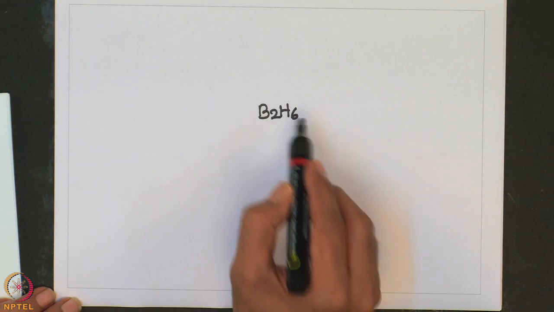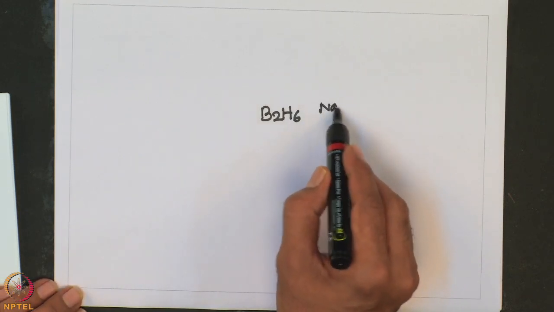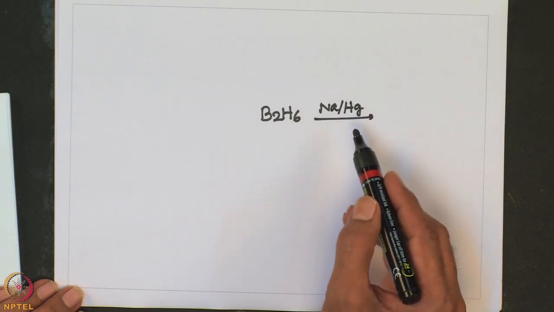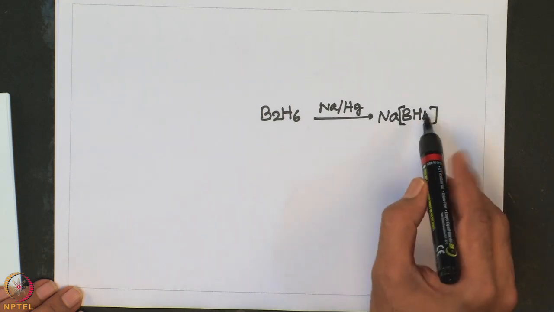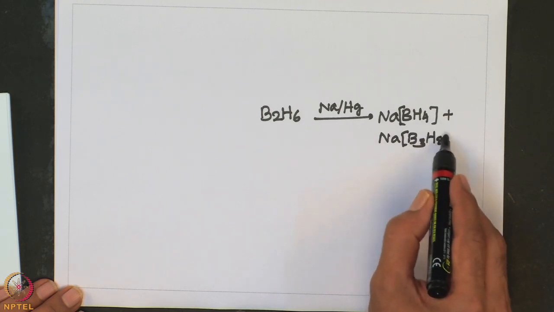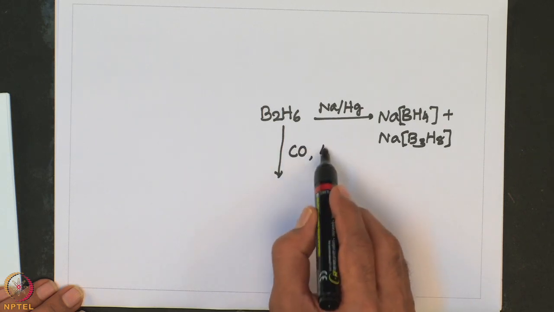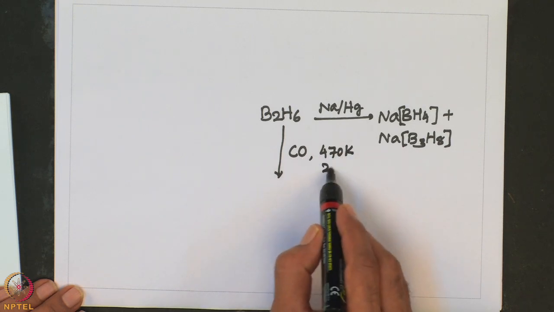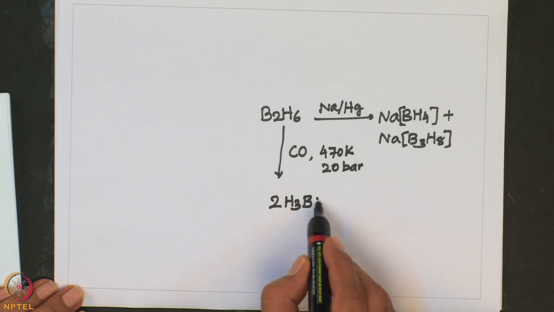As I mentioned, diborane finds a lot of applications in organic synthesis. Let me write a few reactions here. Already I showed you the reaction with ammonia. What would happen if it is treated with sodium mercury alloy or sodium amalgam? It forms sodium borohydride plus B3H8. So, one can get these two, and if we react this one with CO, carbon monoxide, at 470 Kelvin, CO at 20 bar, you can simply get the adduct.